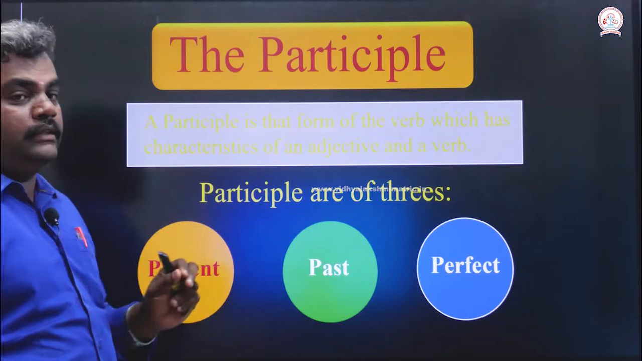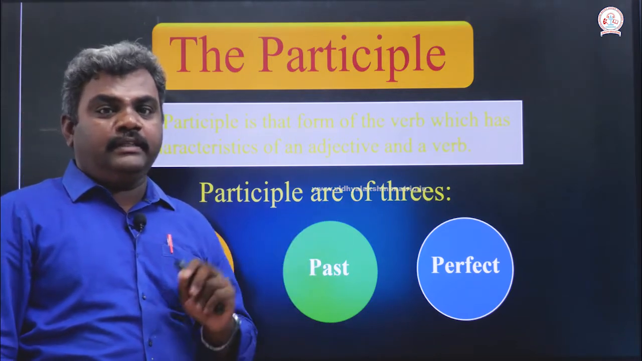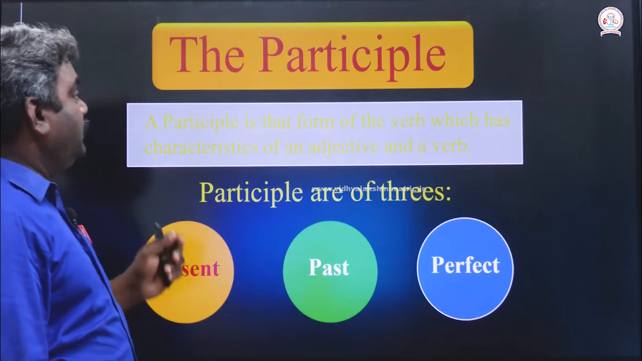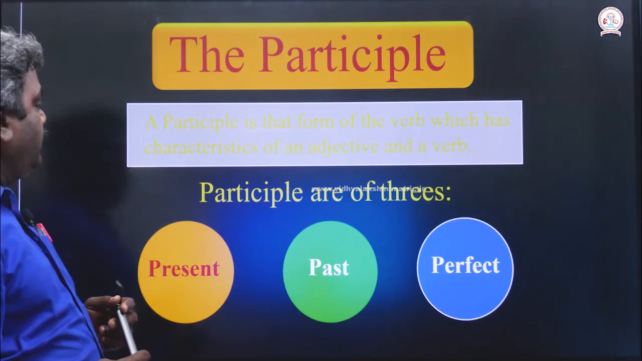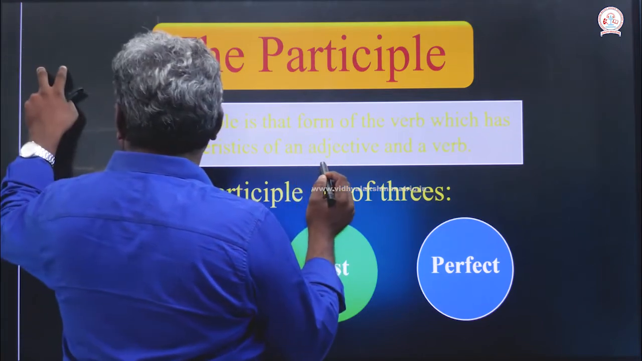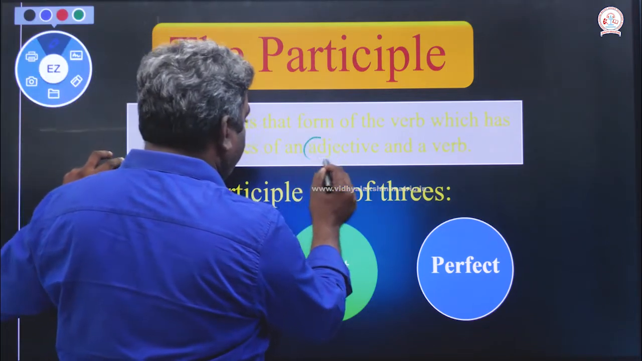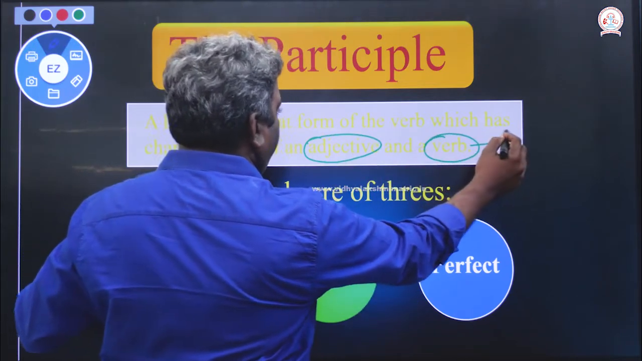Yes, this is what the students sometimes get confused about in this area. The participle. A participle is the form of verb which has the characteristics of adjective and verb. Verb, everyone knows it.